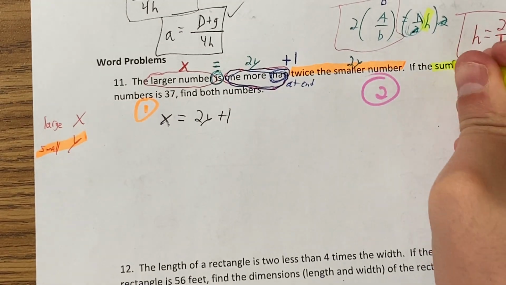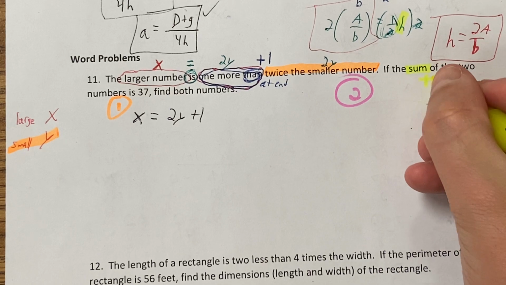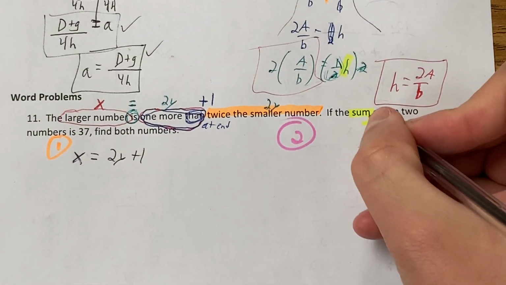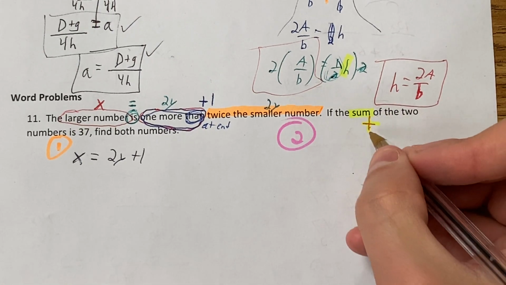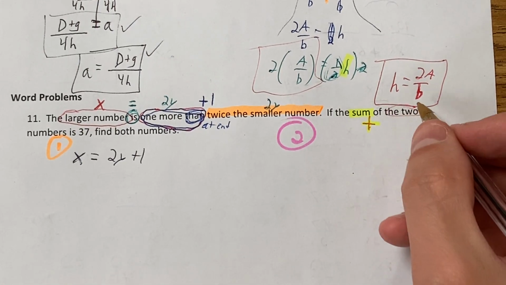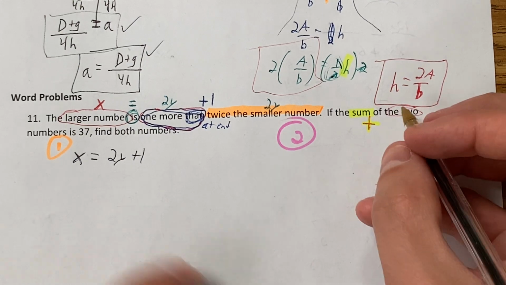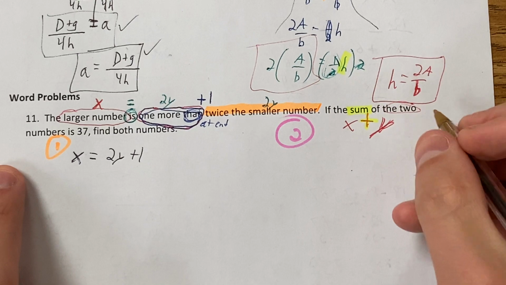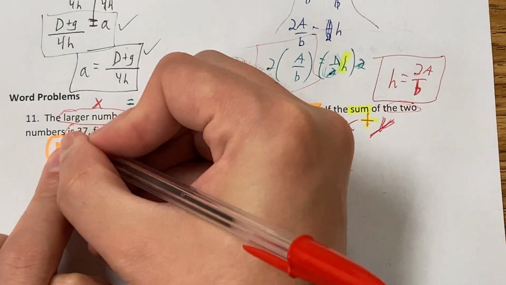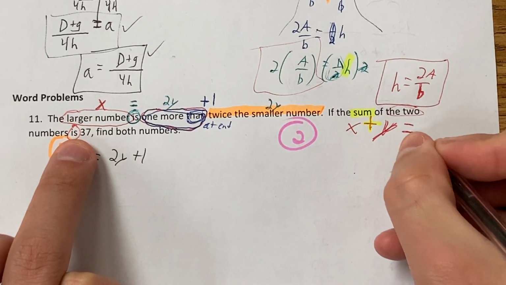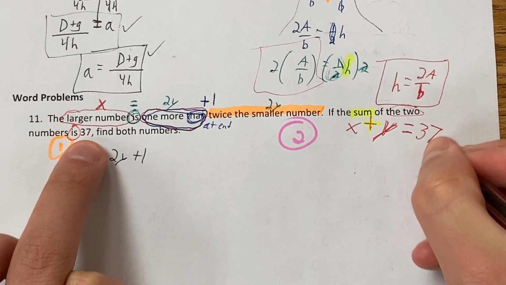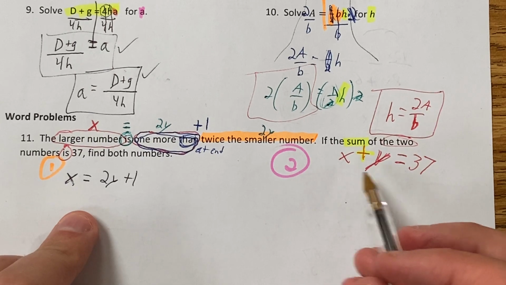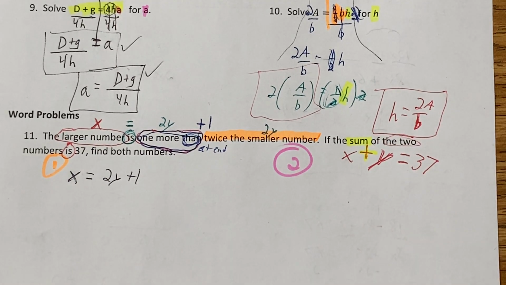The sum. Sum means plus. Don't know if you can read it because it's yellow highlighter, but it's a plus sign. Sum means plus. And then it says the 2 numbers. So the 2 numbers were x and y. The sum of the 2 numbers, and then it says is, which is equals 37. And there's our 2 equations. The sum of the 2 numbers is 37.